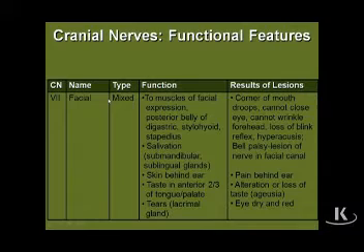Next, let's move to another very important cranial nerve in terms of clinical and functional anatomy, and this is the facial nerve, one of the more commonly lesioned cranial nerves. And again, it's a mixed cranial nerve. Its major motor action, as we know, is to innervate all the muscles of facial expression.